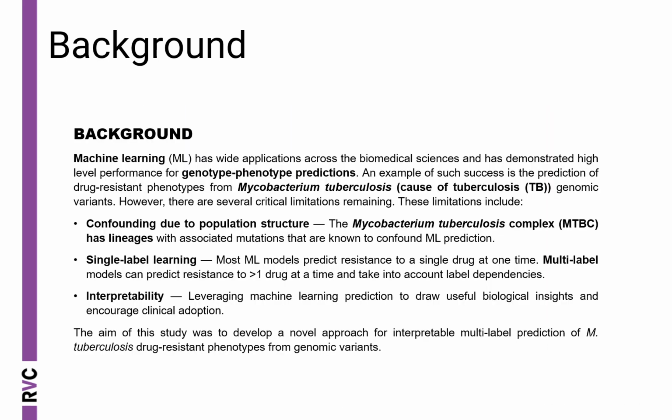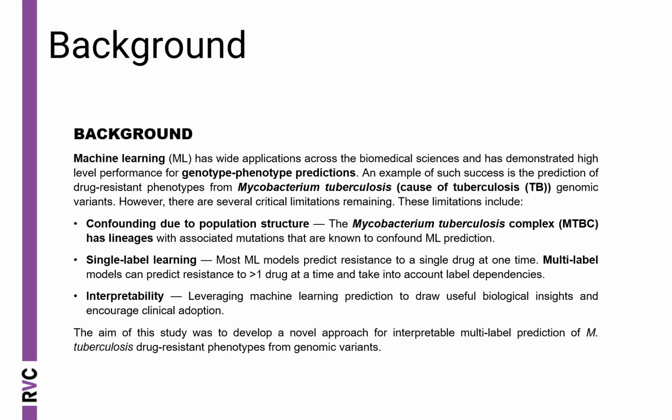Machine learning has wide applications across the biomedical sciences and has demonstrated high-level performance for genotype to phenotype predictions. A key example of this is the prediction of drug-resistant phenotypes from Mycobacterium tuberculosis genomic variants. However, there are several critical limitations remaining, and these limitations include: firstly, confounding due to population structure. The Mycobacterium tuberculosis complex has lineages with associated mutations that are known to confound machine learning prediction.